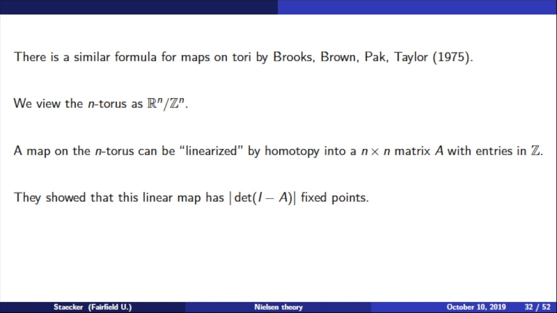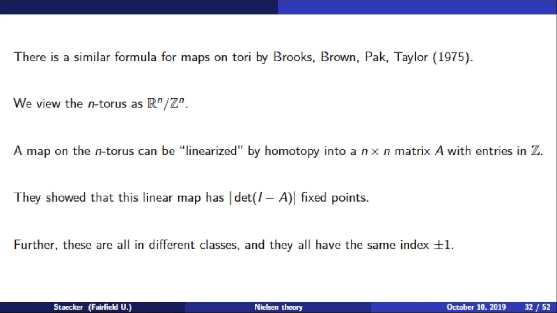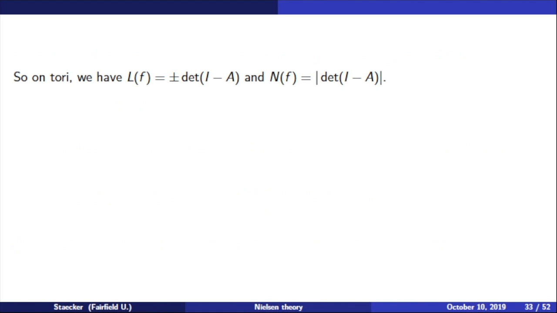Remember on the circle we had the absolute value of 1 minus D, the degree? On the torus, you get the absolute value of the determinant of identity minus A. This is a generalization of the circle formula. They show that it has this many fixed points, and also they all have the same index, either plus 1 or minus 1. And so that means the Lefschetz number equals this number, and the Nielsen number is the absolute value of the determinant of 1 minus A. So on circles, it's easy. On tori, it's also fairly easy. You just find this matrix here, and then that's the formula for the Nielsen number.